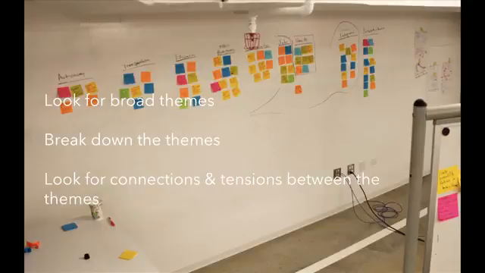Then once you have themes that you're comfortable with and your teammates are comfortable with, you're going to try and make connections between them. You're going to figure out, how do these themes relate, and what are tensions between these themes? And by understanding the relationship, you're going to understand opportunities where design can help resolve tension or perhaps strengthen a connection between two themes.